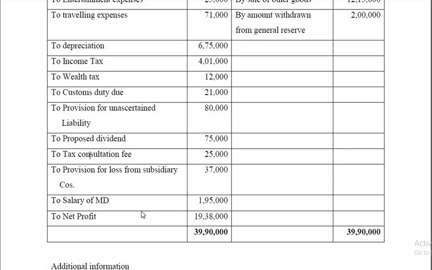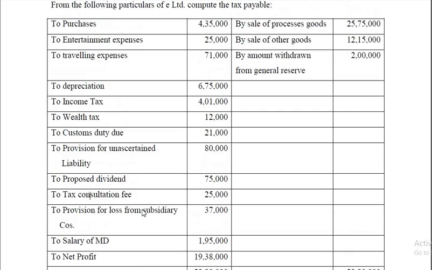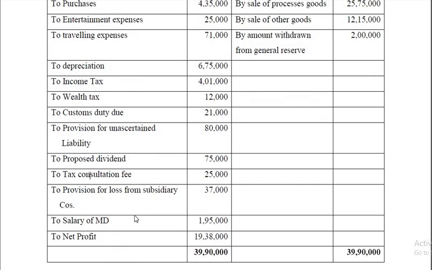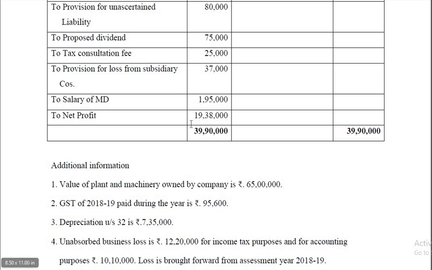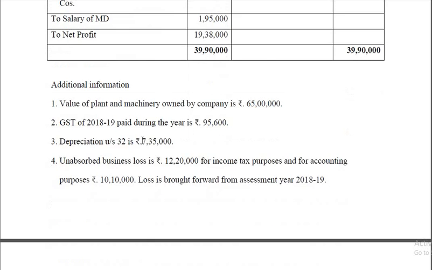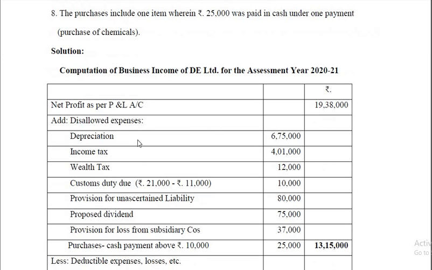You know it very well. So this is regarding the treatment of items in the computation of business income, total income, and book profit. Now let us go ahead with the computation. Already I explained everything, just a recap of what I have explained.